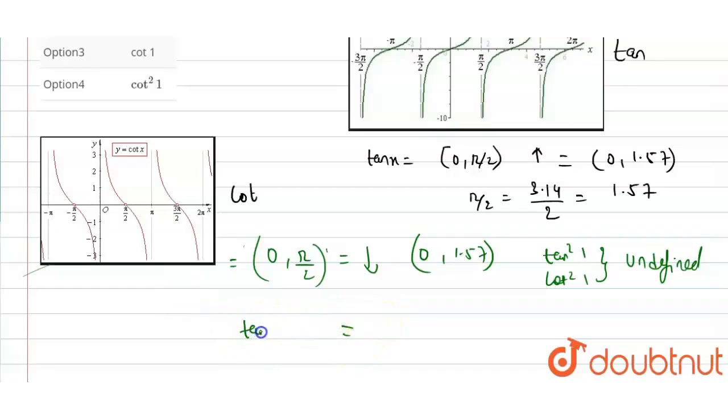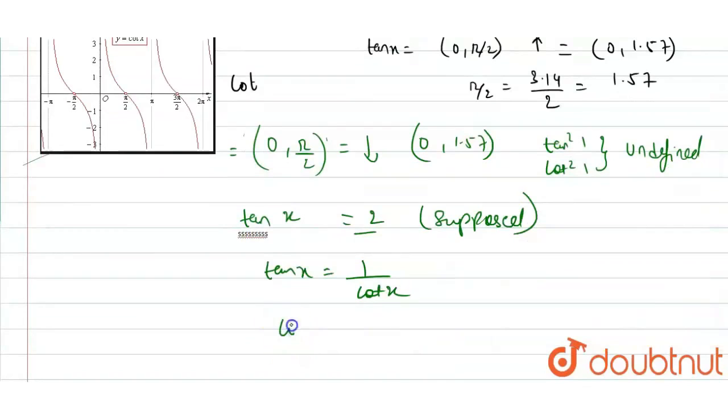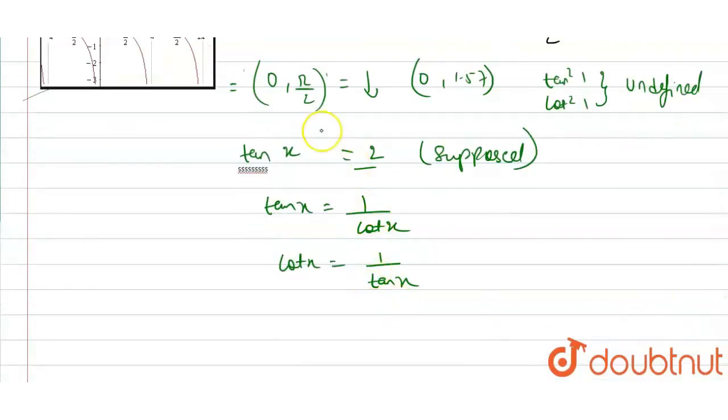So let us say the value of tan x comes out to be 2, and we know that tan x is equal to 1 upon cot x, or we can say cot x is equal to 1 upon tan x. So if tan x is 2, then cot x will be 1 upon 2.